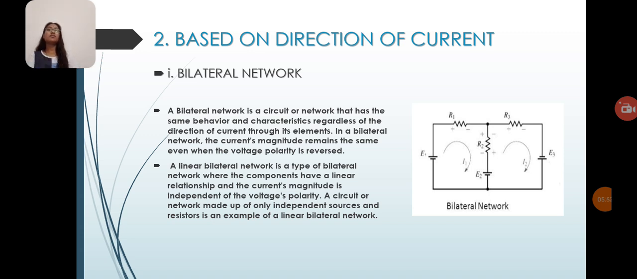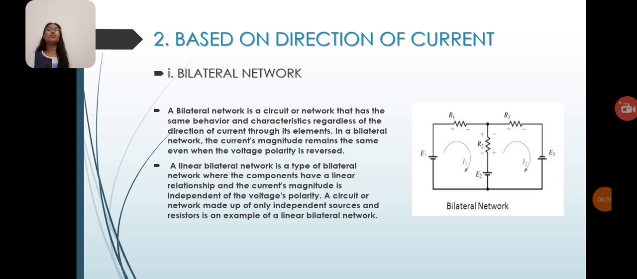In this, the first one is bilateral network. A bilateral network is a circuit or network that has the same behavior and characteristics regardless of the direction of current through its elements. In a bilateral network, the current's magnitude remains the same even when the voltage polarity is reversed. A linear bilateral network is a type of bilateral network where the components have a linear relationship and the current's magnitude is independent of the voltage's polarity.